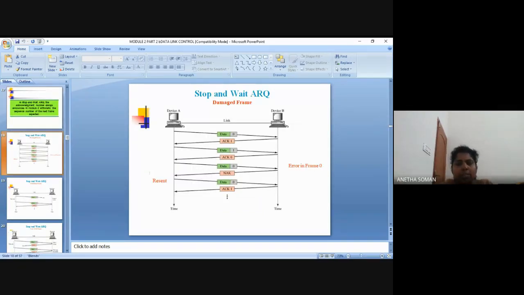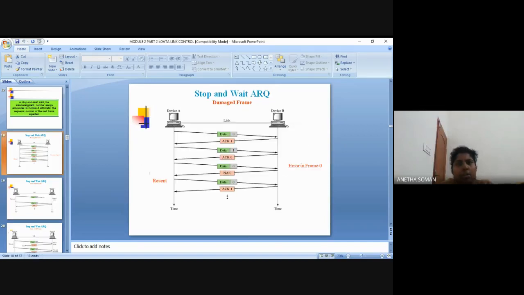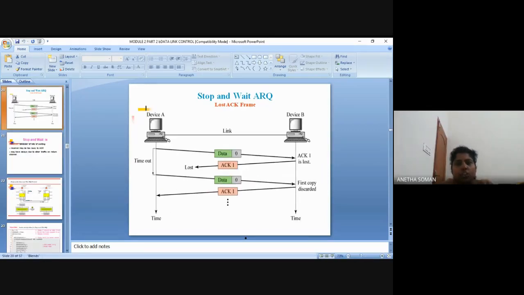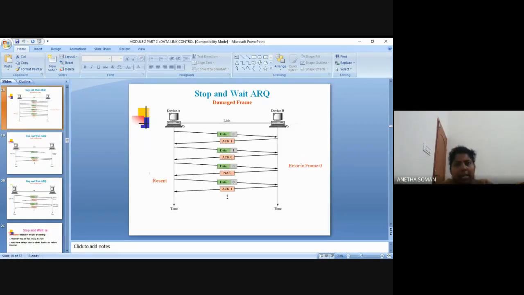First is whenever there is a damaged frame. The second one is whenever you have a lost data frame. And the third one is whenever you have a lost acknowledgement frame. These are the 3 possibilities that can happen.